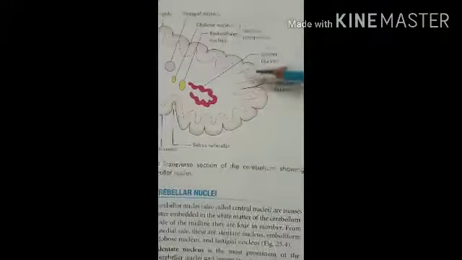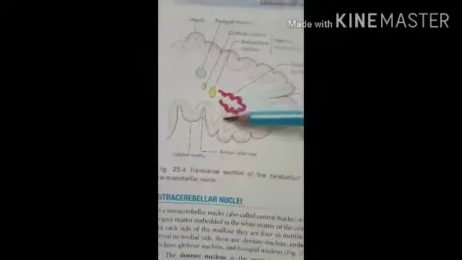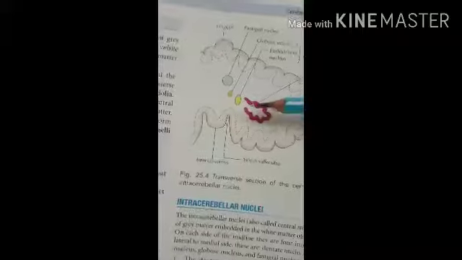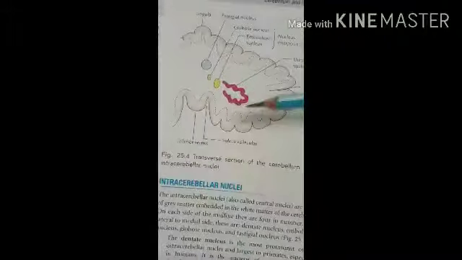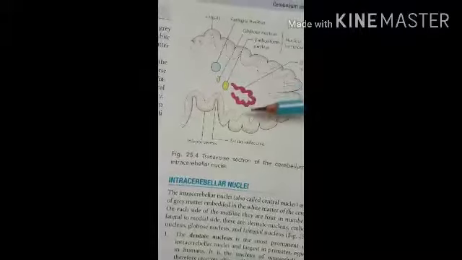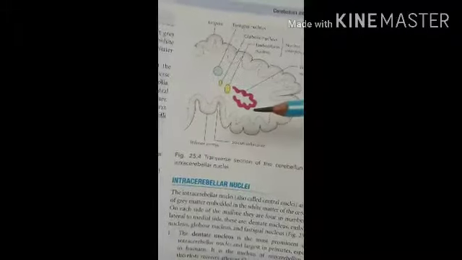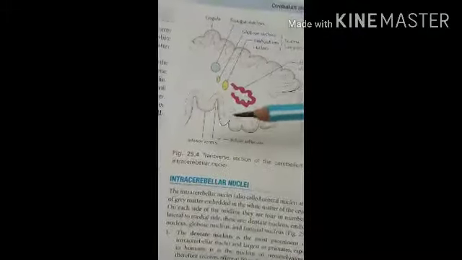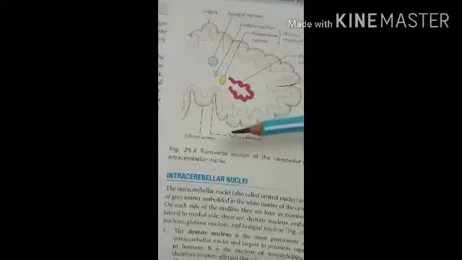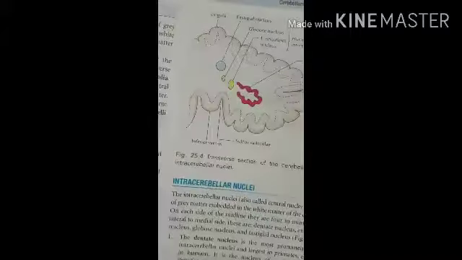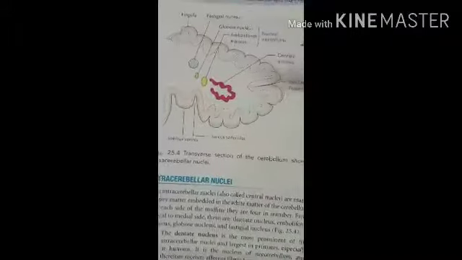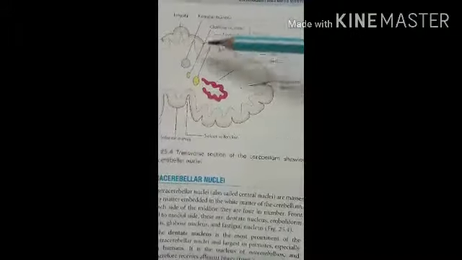First, the dentate nucleus. This one. It is the most prominent of the intracerebellar nuclei and largest in the primates, especially the neocerebellum, and therefore it receives the afferent fibers from it. Then the second one, the emboliform nucleus. This one.